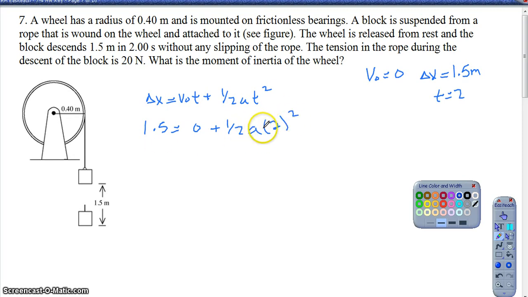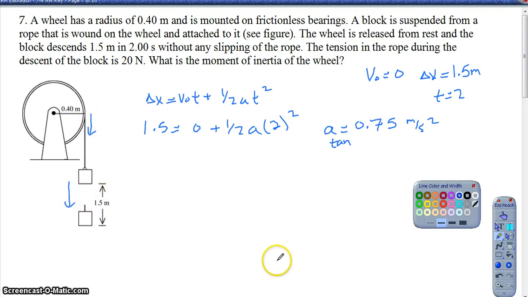This works out very nicely. 2 squared is just 4, half of that is 2. So 1.5 divided by 2, we don't need a calculator for that, which is 0.75 meters per second squared. Keep in mind this represents the tangential acceleration. This is how fast the block is accelerating tangent to the circle.